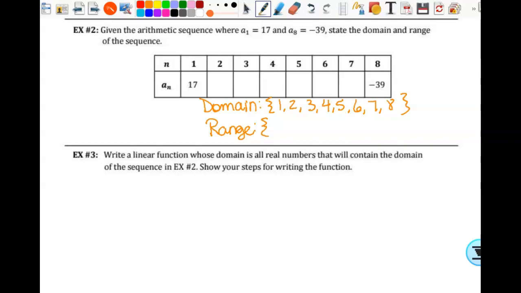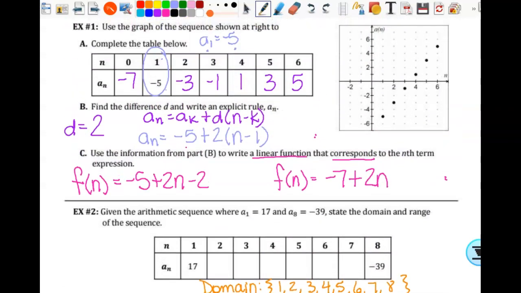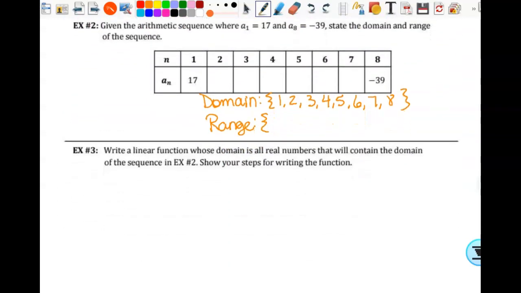What is 2? The rate of change. 2 is just the rate of change. It's the slope, right? How many points do you have to find the slope of a line? 2. We have 2 points, right? We have this one, and we have this one. So I can find my slope. That's my change in y over my change in x. So that's going to be negative 39 minus 17 over 8 minus 1.